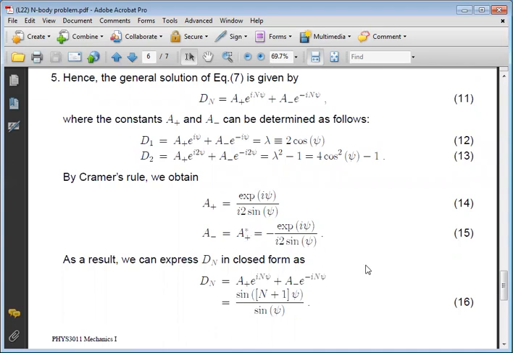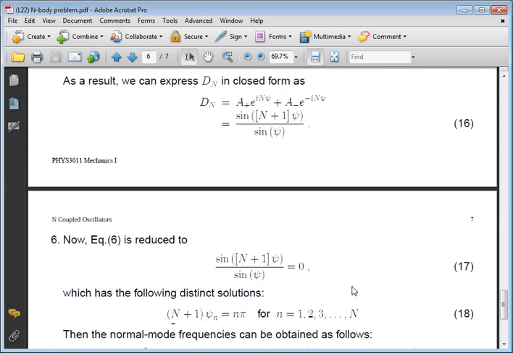As a result, we can express dn in closed form as this. Okay, so very nice. We can obtain the dn in a very nice form. So we want to find the nth roots of dn. Obviously, in order to have dn equal to 0, we need sine of (n plus 1) psi divided by sine psi equal to 0.